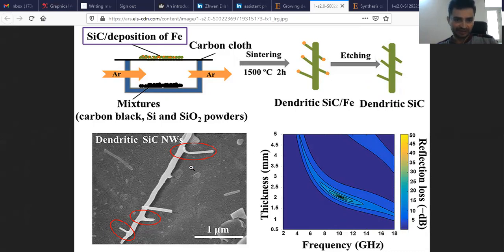In more explanation here, SiC NWs is the abbreviation of silicon carbide nanowires. And we have dendritic, meaning like the dendrites inside the human brain. And this graph is a three-dimensional representation of reflection loss, frequency, and thickness. So without knowledge about this author or this topic, just looking at the graphical abstract at first glance, I could get the most important core finding of the paper.